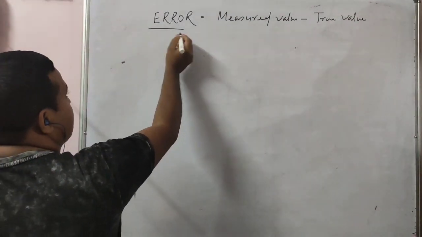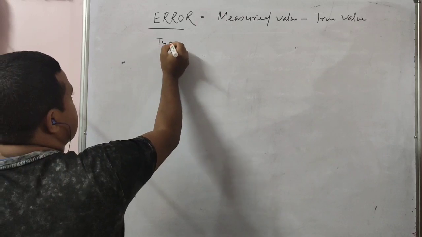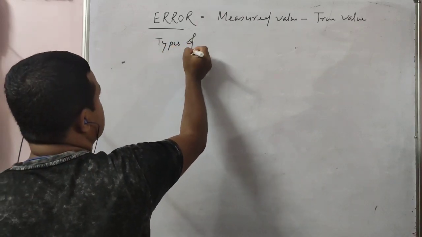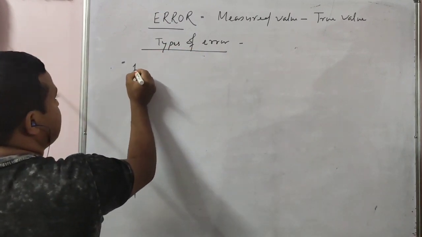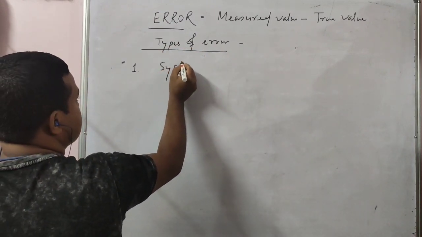Now there are mainly 3 types of errors. The first one is systematic error.